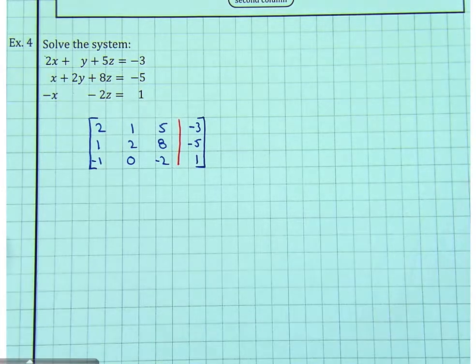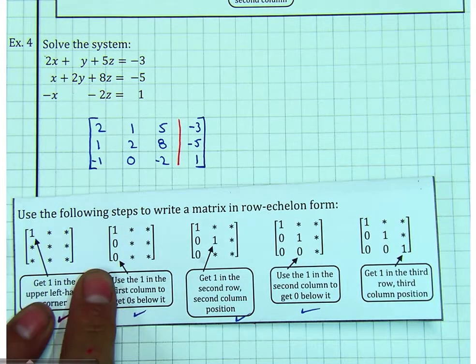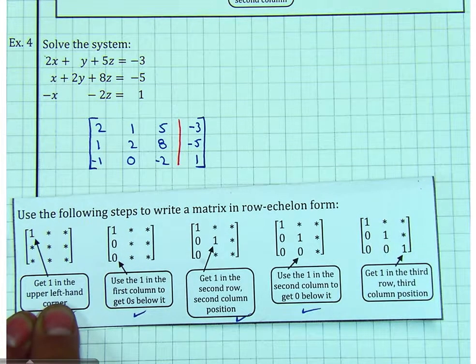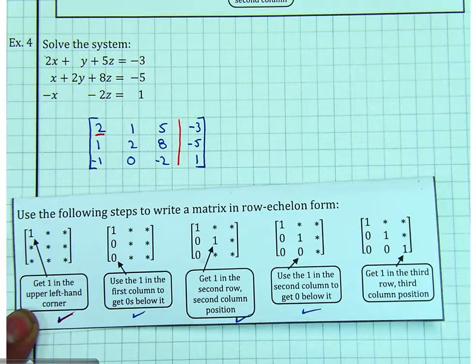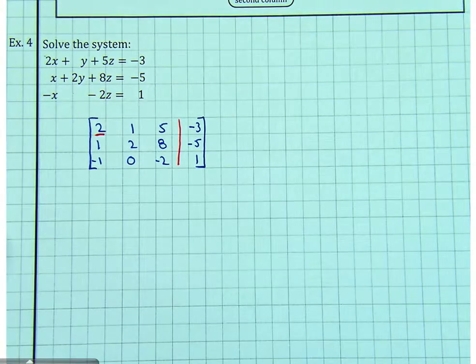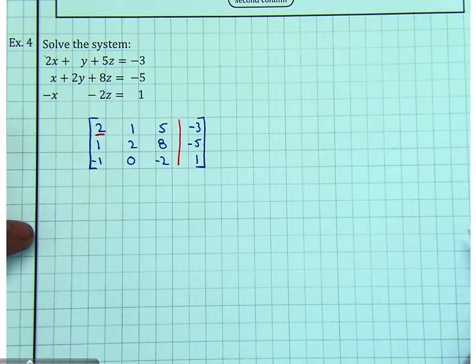And now our first task will be to rewrite in row echelon form first, using the steps. Step 1, I want to get a 1 here. Different ways of doing it. There's not an incorrect way, but in this case, what should I do? Talk to your neighbor, and then we can decide. What should be the first step?